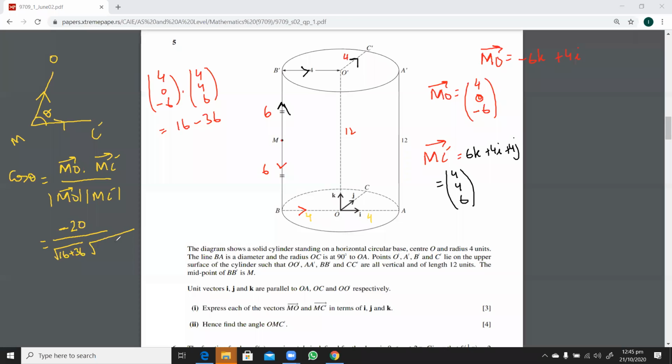Now this magnitude is going to be the square root of 16 plus 36, and this is the square root of 16 plus 16 plus 36. So this is minus 20 over root 52 over root 68. Now please tell me, what is this angle? Theta is, I think this was 109.7. We just did this in the last class.